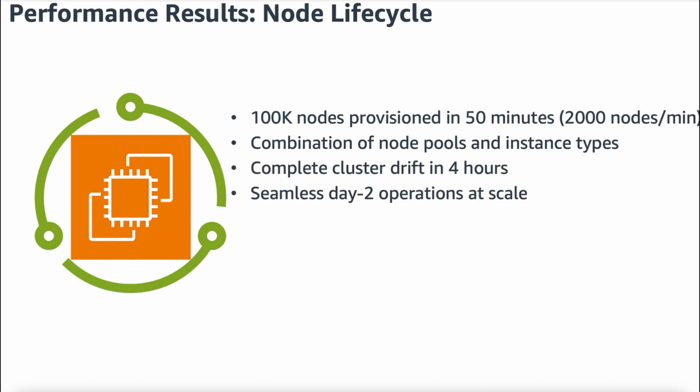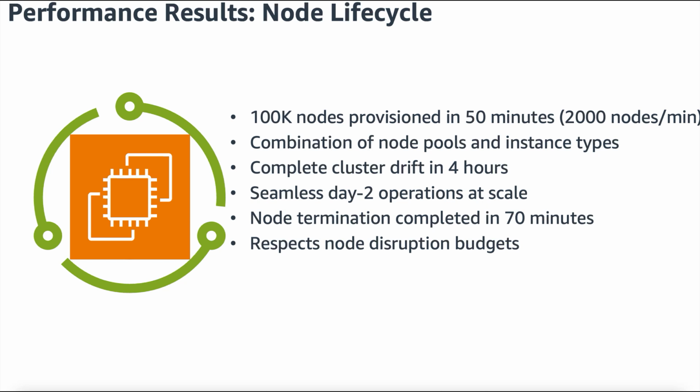We then exercised drift operations to update all nodes to a new AMI, simulating a common day 2 operation that customers perform regularly. Karpenter successfully drifted the entire 100,000 node cluster in approximately 4 hours while respecting node disruption budgets throughout the process. This demonstrates that even complex operational procedures can be performed reliably at ultra scale.